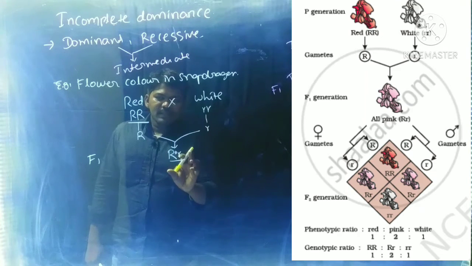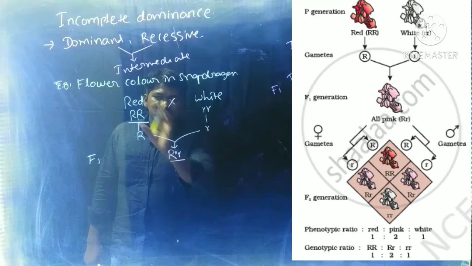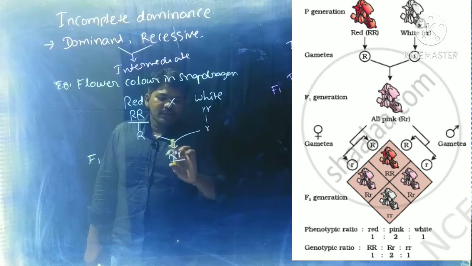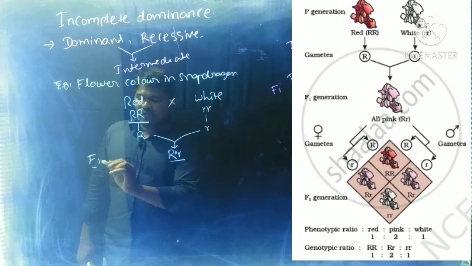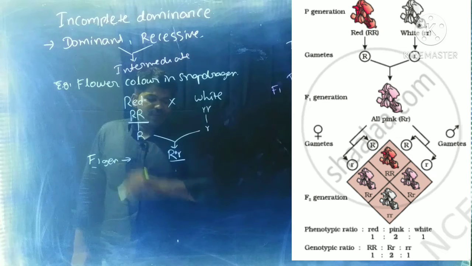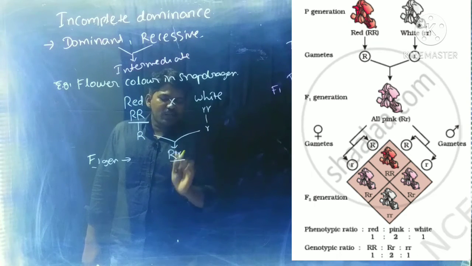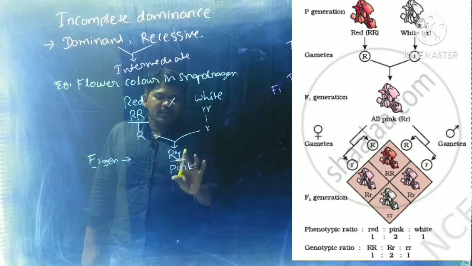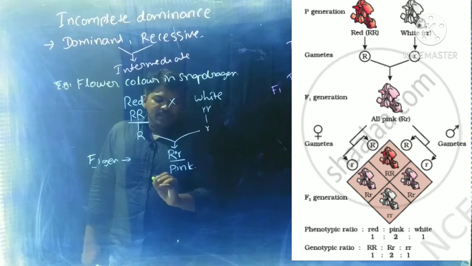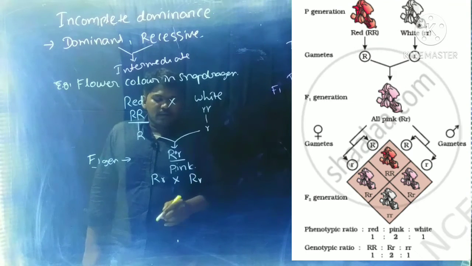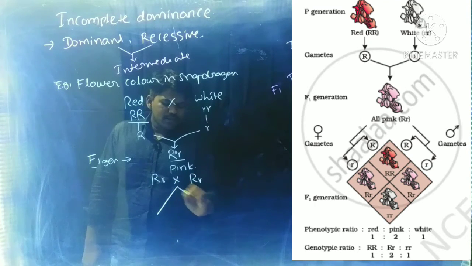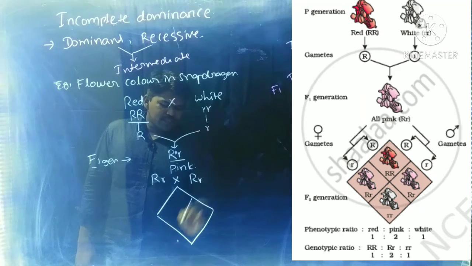But here, instead of expression of red color, the dominant allele is there, but the dominant allele failed to express its phenotypic character in the F1 generation. Instead of red color, the F1 generation flower becomes a pink color flower. When we cross the F1 generation plants, which are heterozygous plants, then we get the F2 generation.